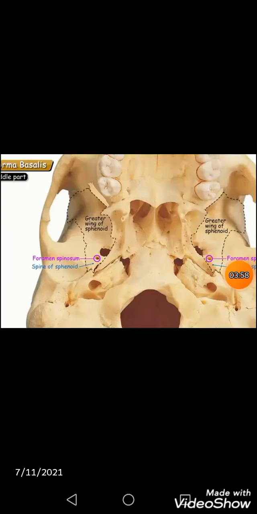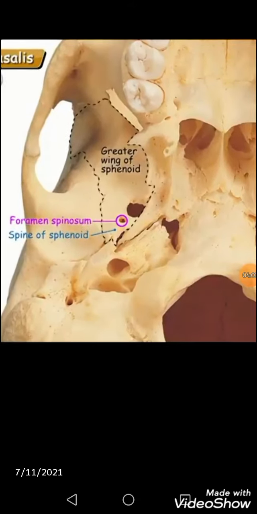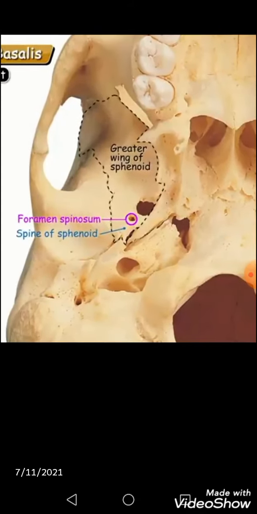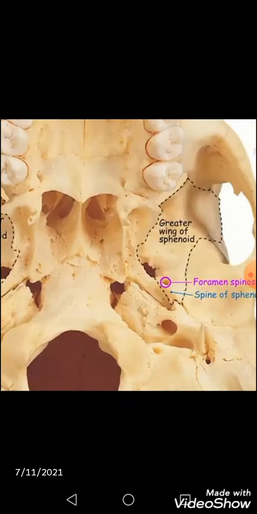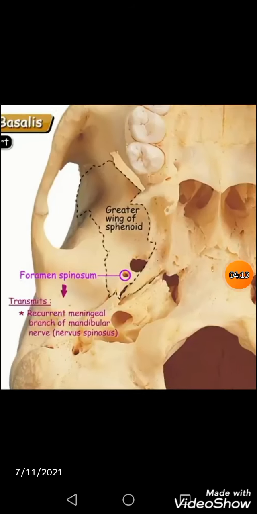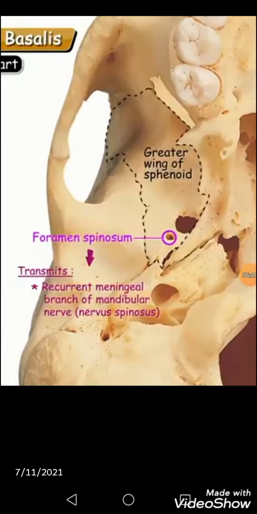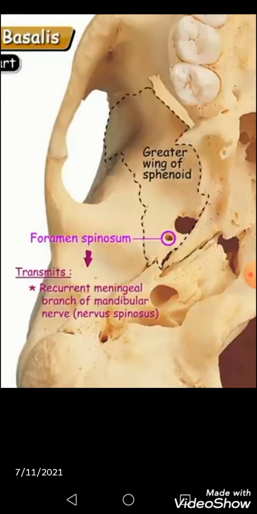And just lateral and a little bit posterior to it, you find the foramen spinosum, and you can find the spine of sphenoid here, right? You can see them on both sides. See the structures that are supposed to pass through it: the recurrent meningeal branch of your mandibular nerve, called the nervus spinosus.